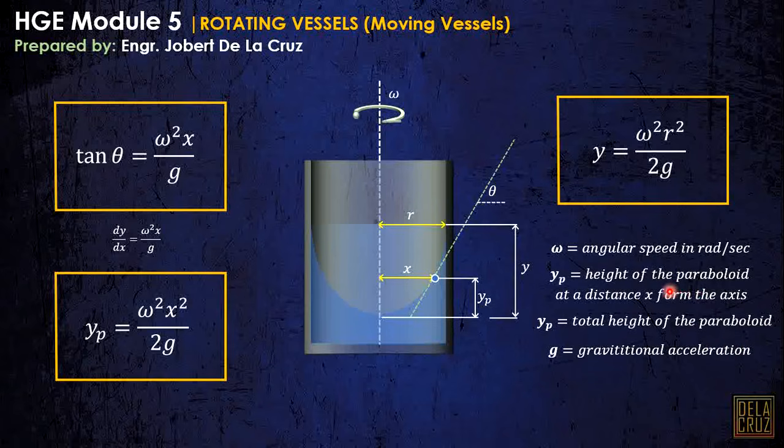Okay? So these are the notations. Omega is the angular speed that should be in radians per second. Y sub p, height of the paraboloid at a distance x from the axis. At any distance x. Now y sub p, this should be y, no? Y is the total height of the paraboloid. And g, of course, the gravitational acceleration. Okay. So let's try an example.